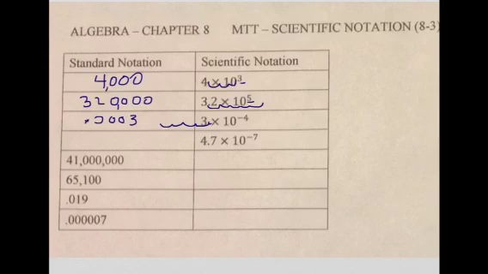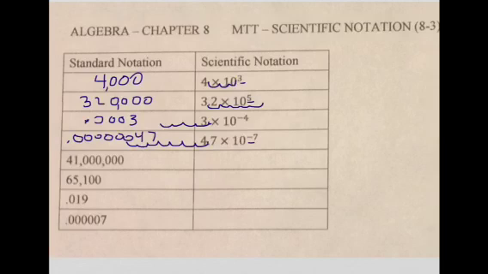Okay, the next one, find your decimal. Now we're going to move 7 places to the left. So we're going to go 1, 2, 3, 4, 5, 6, 7. Fill in with zeros. That's going to give us 6 zeros and a decimal in the front.